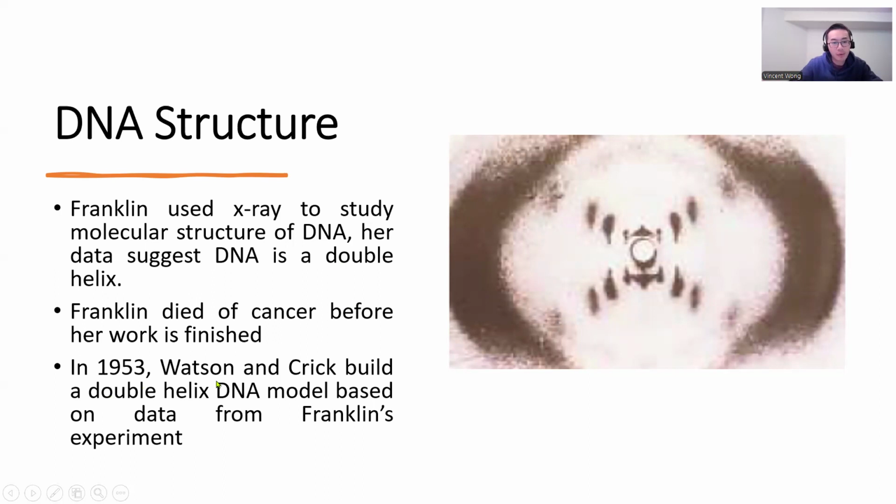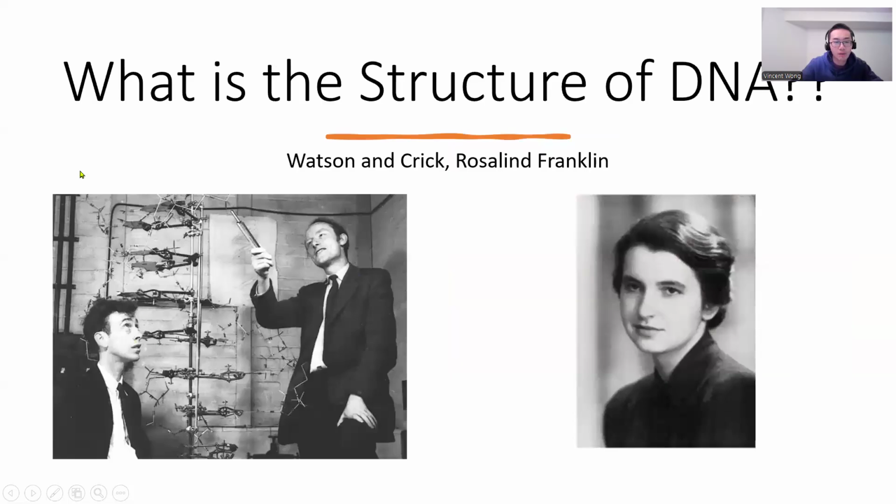And in 1953, Watson and Crick continued with her work and basically built upon her data and came up with the first 3D model of DNA that is actually accurate. And they subsequently won the Nobel Prize for doing that. Some people say it should have been Rosalind who also shared the Nobel Prize, but at the time they got acknowledged instead.